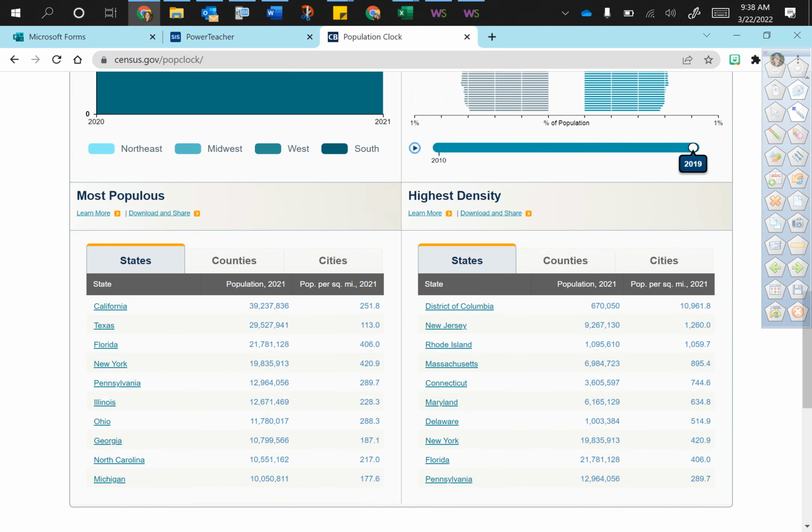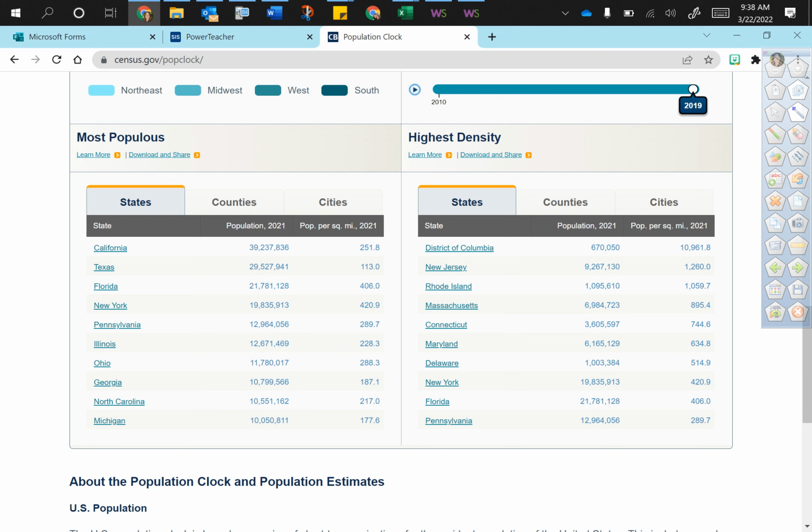Now, we can also look at most populous and highest density. You're not going to find Kansas on any of these because Kansas is not one of the most populous states at all. And then highest density is going to be a little different. Highest density is how many people they fit into a very small area. So District of Columbia, which is Washington, D.C., they have a lot of people in a very, very small area. So they are going to have the highest density, followed by New Jersey, because New Jersey is around that New York City area, so very, very high density.